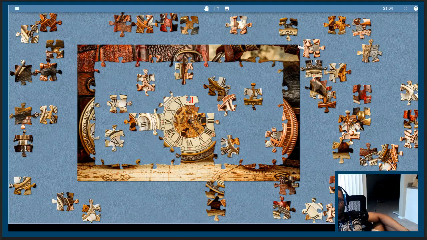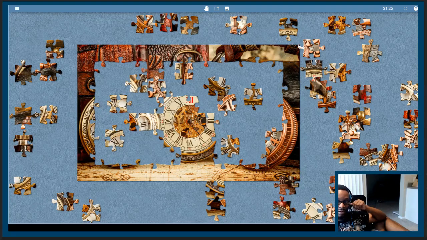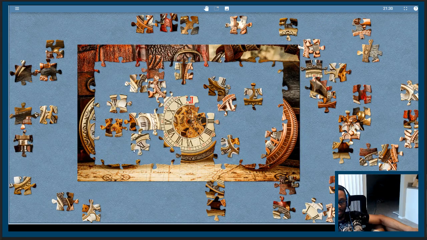So now, what am I looking for when I scan? Yeah. Leather. Yeah. Leather. Bottom brass. Top right. Gold center. Maybe here. Spinning top. You know where it's at.